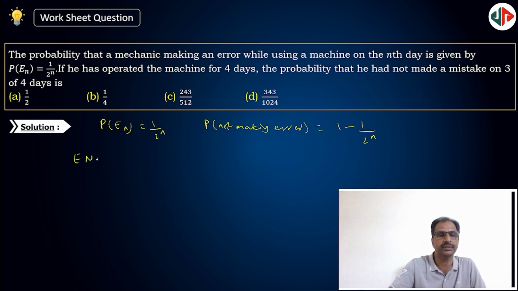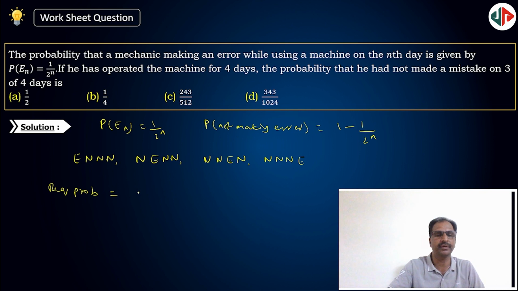So one day error means the remaining 3 days no error, or it can be like this also, or it can be like this. N stands for no error, E stands for error. Now what is the required probability? What is the probability of error on the first day? Put n is equal to 1, this one, right?